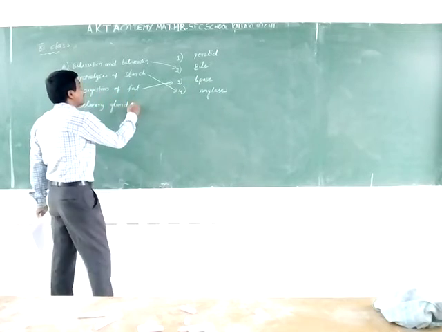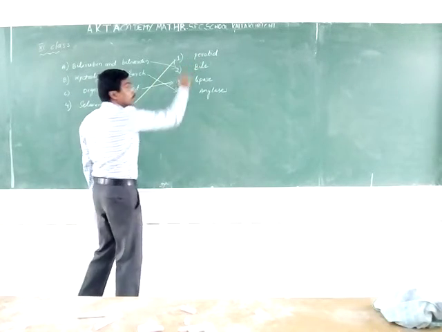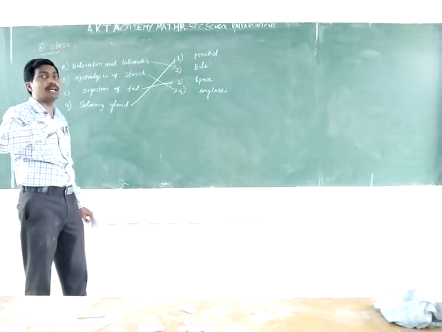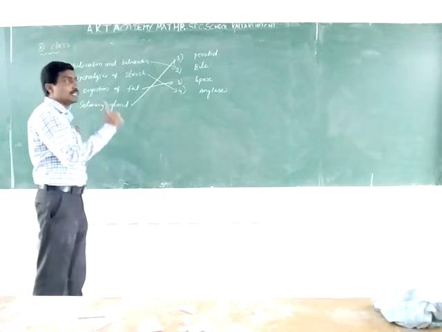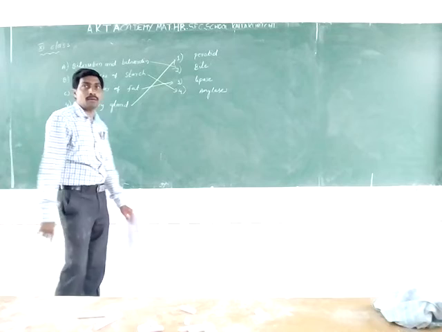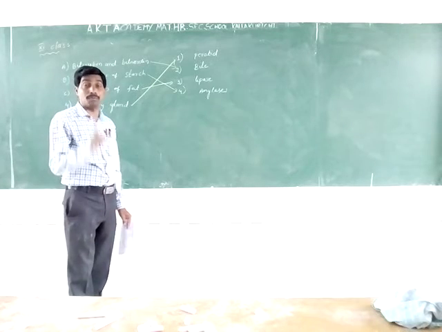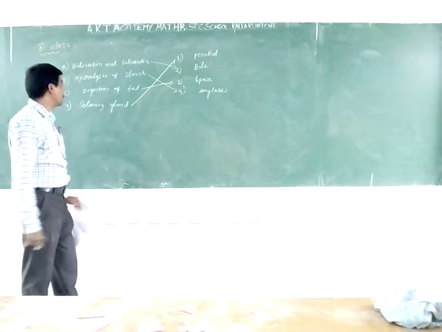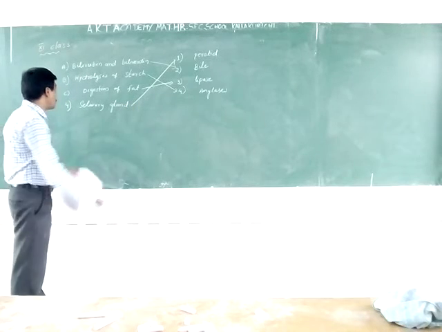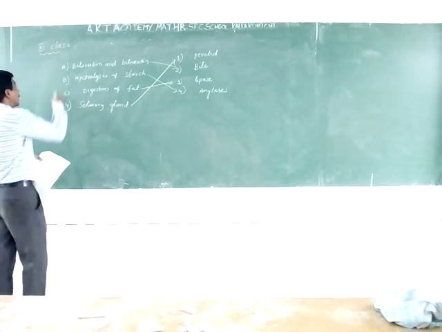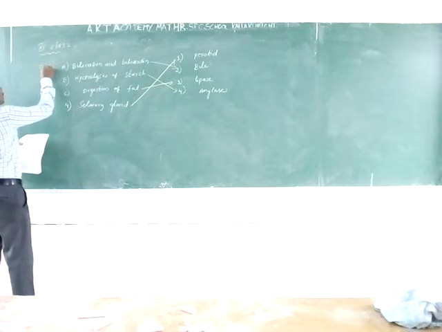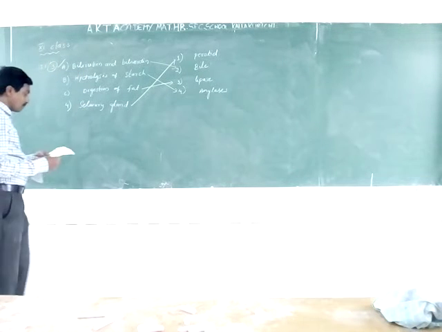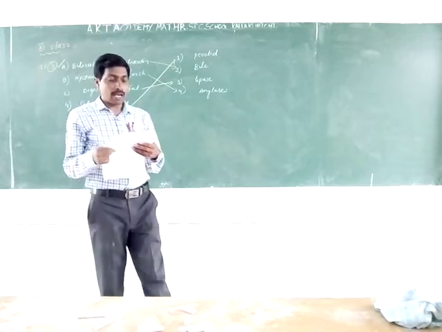The next one is the salivary gland. There are three pairs of salivary glands present in our buccal cavity. The first is the parotid glands, the second is the submandibular or submaxillary glands, and the third is the sublingual glands. So the third option is correct for question 151.